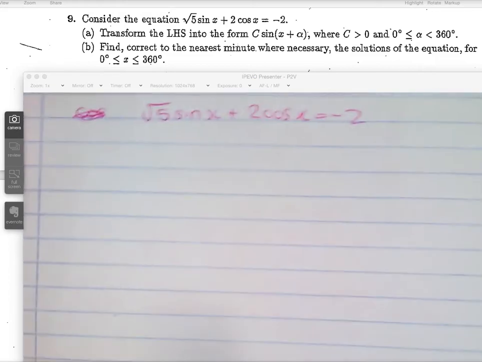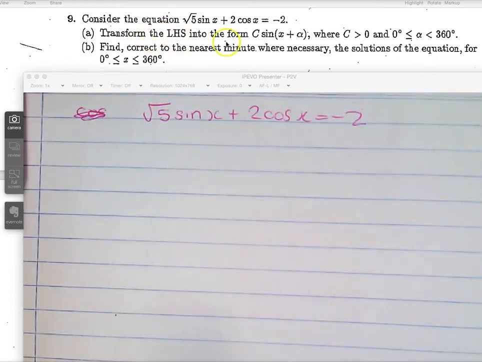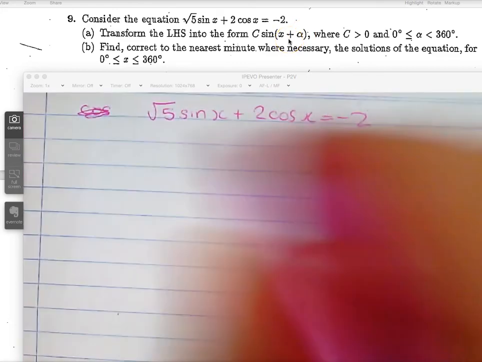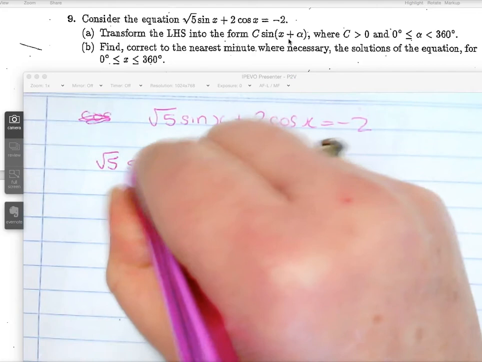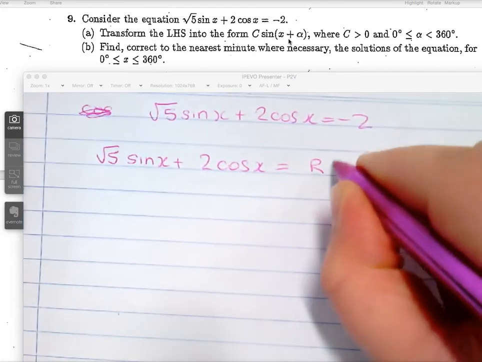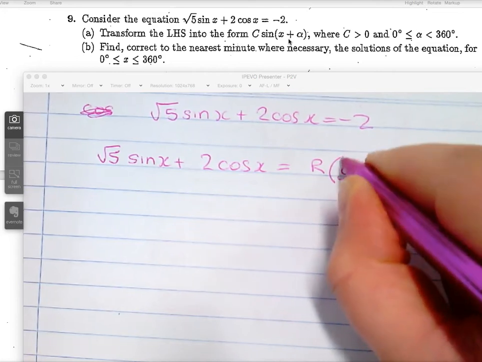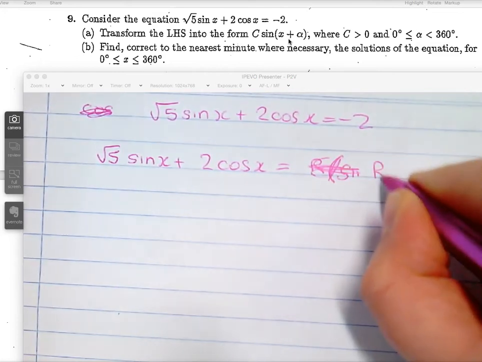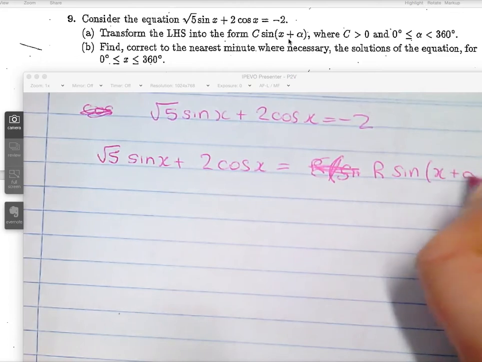Now, it does say here, transform the left-hand side of that equation into this form, R sine x plus alpha. You haven't seen it? R sine, yeah, same thing. So what we're going to do is transform this, I'll put an R, equals R sine x plus alpha.